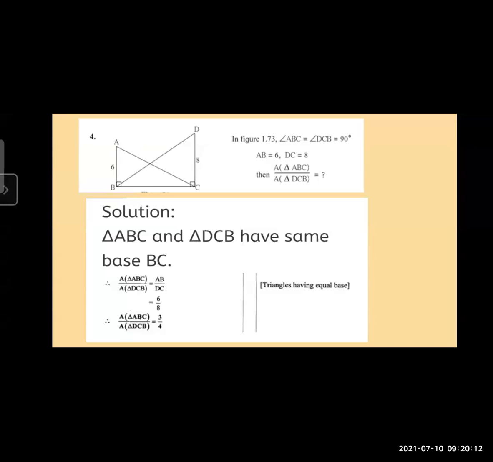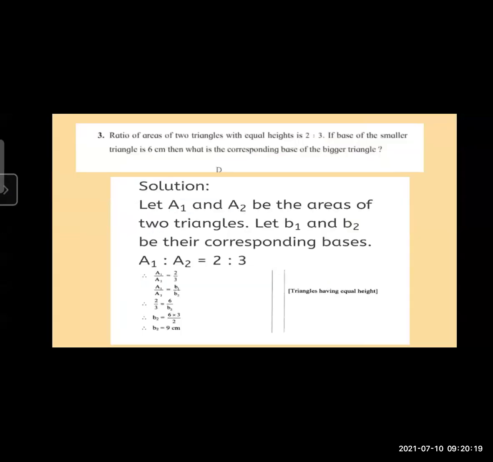Okay. In this triangle, base is common. That's why we write AB by DC. And in the previous question, height is common. Then we write B1 by B2. Okay.